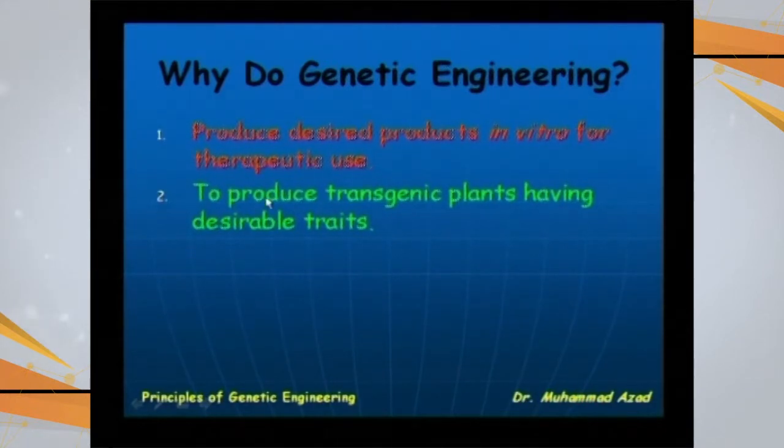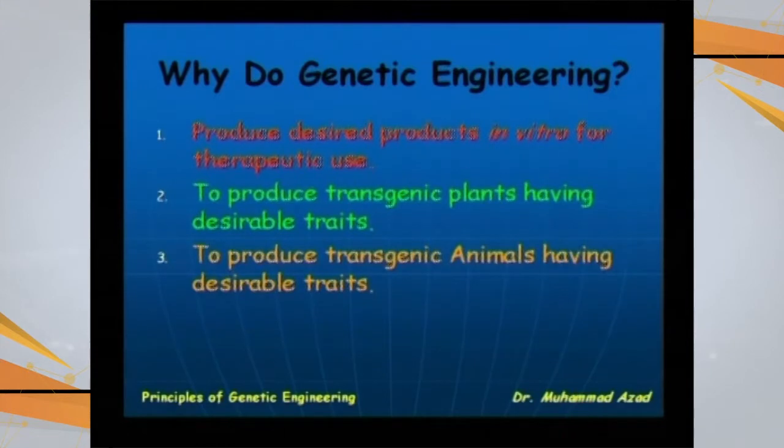Secondly, we are going to produce transgenic plants. We are inserting genes in the plants to have desirable traits, so that they give us more crop, better quality of crops, and they are resistant to pests and can tolerate undesirable environmental conditions. The third application is that we are going to produce transgenic animals, those animals which are going to give us more meat, more milk, more eggs. For all of these traits we are going to introduce the genes.